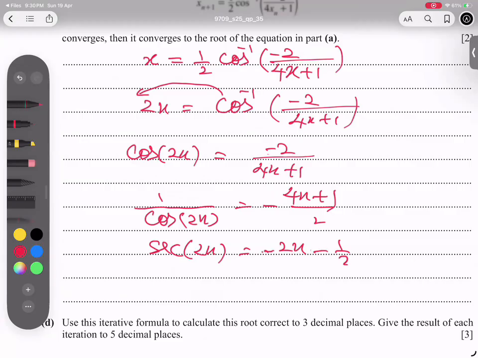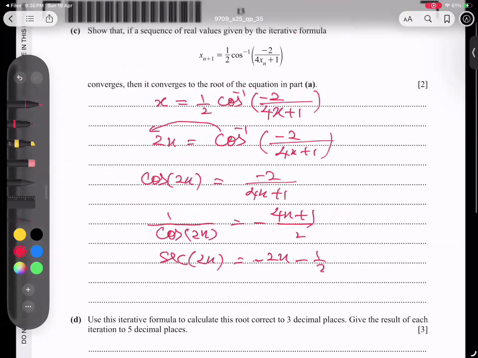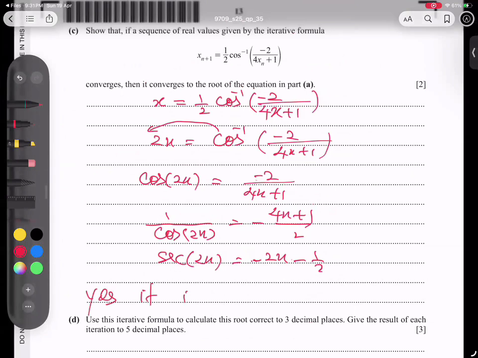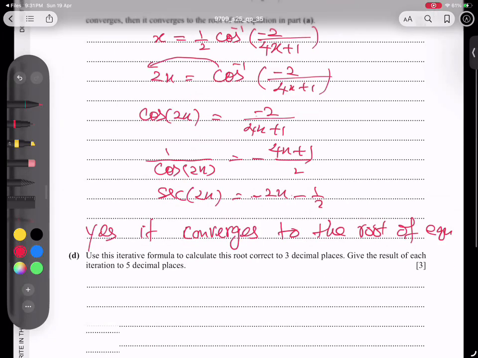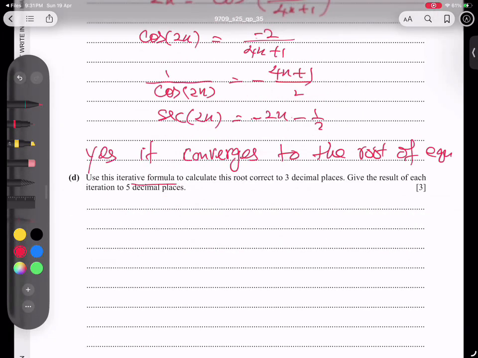So now it's a proof, we can say that yes, it converges to the root of the equation. Okay, clear. Last part, we have to use the iterative formula, root to 3 dp and each answer to 5 dp. Final answer 3 dp. But which formula?